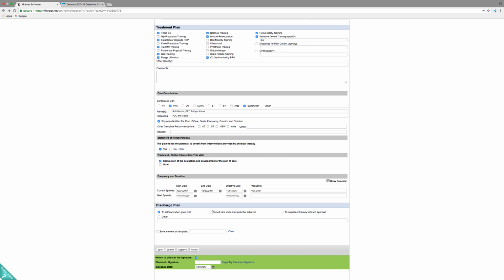So I'm going to save the first one. What I would do, let's assume for the sake of this evaluation, this was a total knee. I would click this box, save as a template, and write in, let's say this was a left TKR.